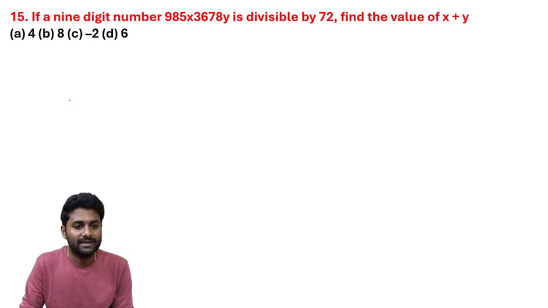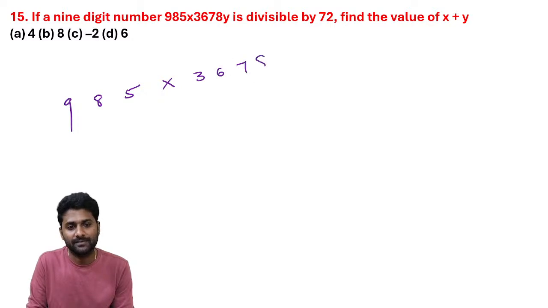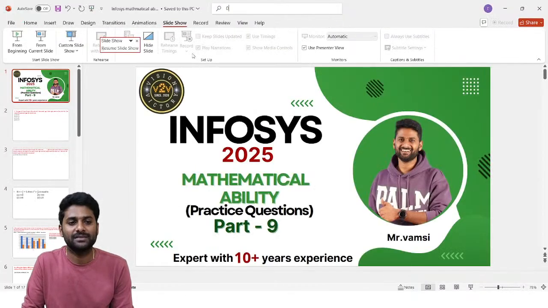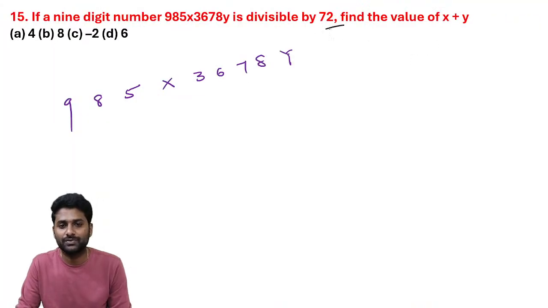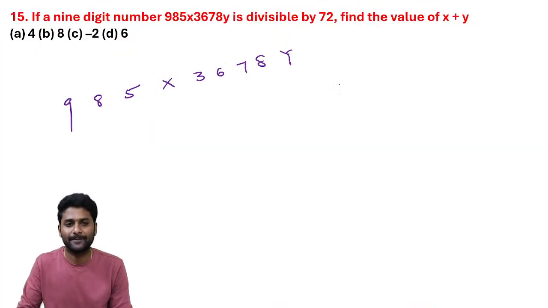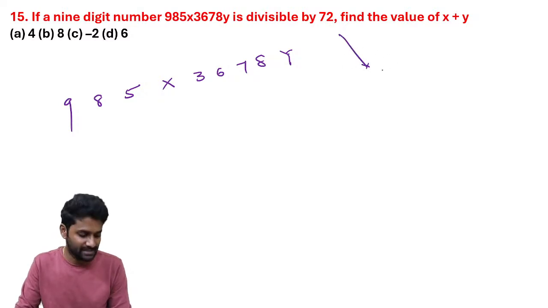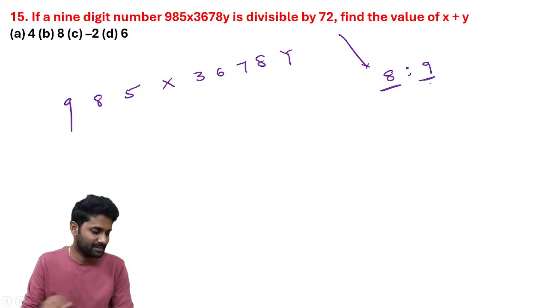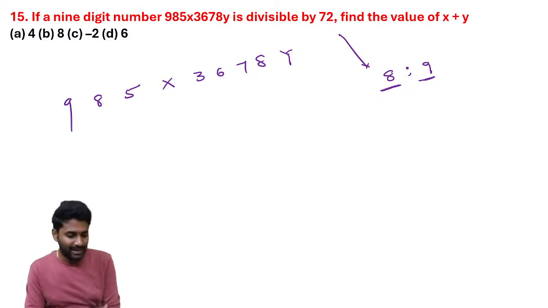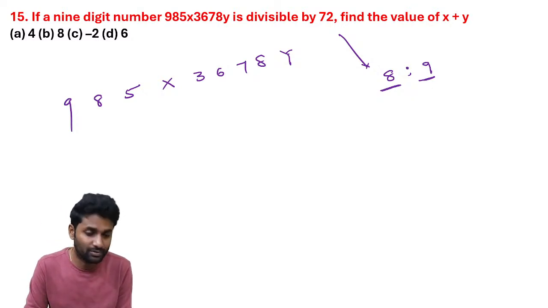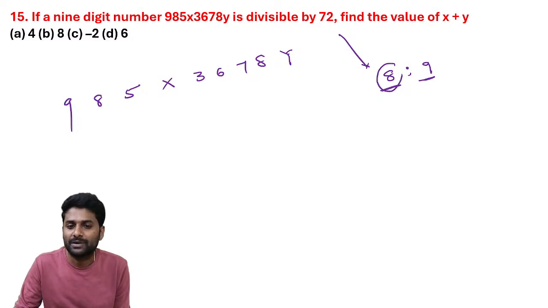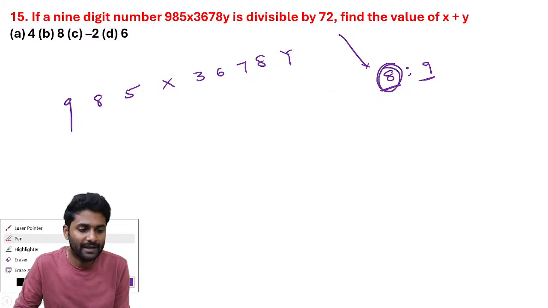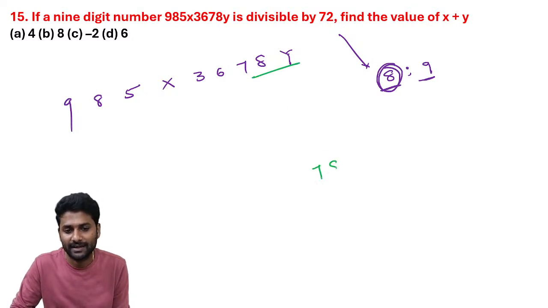Now see, if a 9-digit number 985x36 78y is divisible by 72, then find the value of x plus y. See, if any number is divisible by 72, then the same number is always divisible by 8 and 9. Remember this property. If any number is divisible by 8 and 9, it is also divisible by 72. Let's use this property. For divisibility by 8, pick the last three digits: 7, 8, y. So what are the possible values of y?